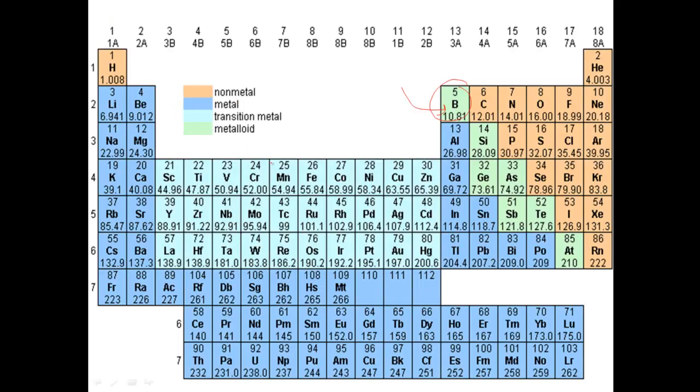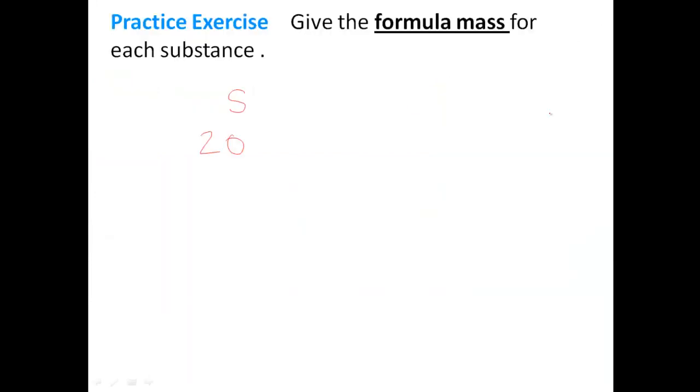Now, in order to calculate the formula mass, we have to go back to our periodic table and we have to look at the formula mass of sulfur and the formula mass of oxygen. The formula mass of 1 atom of sulfur is 32.07. The formula mass of 1 atom of oxygen is 16.00. Right? So we need to remember that.